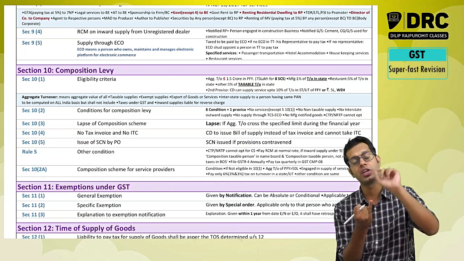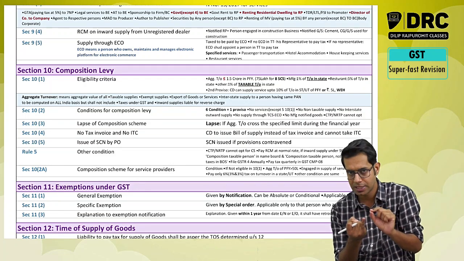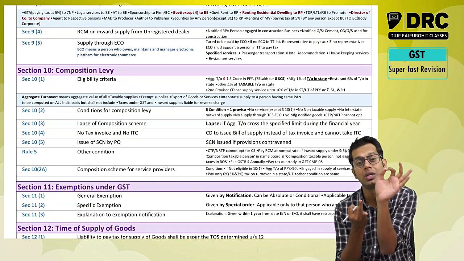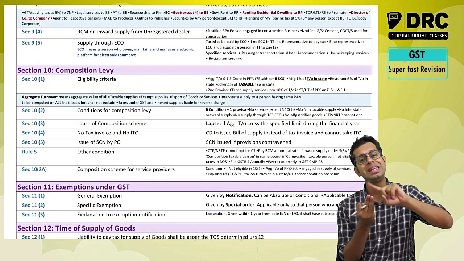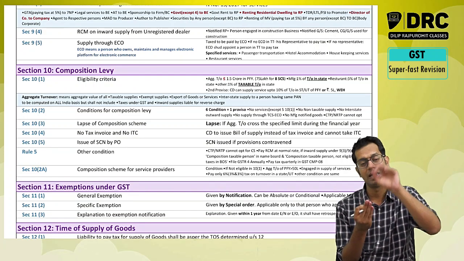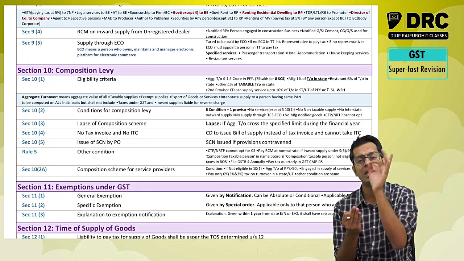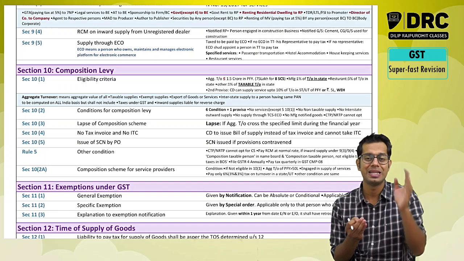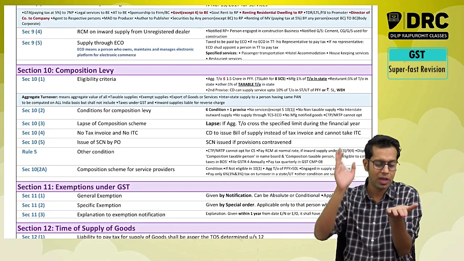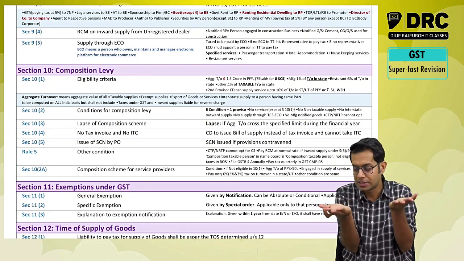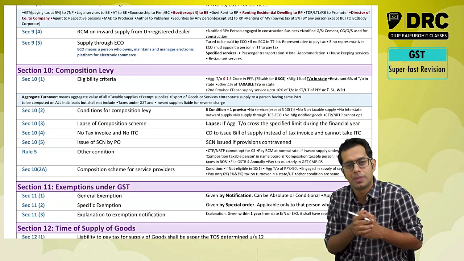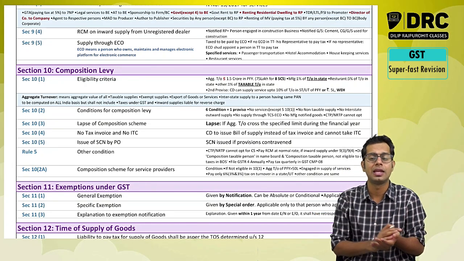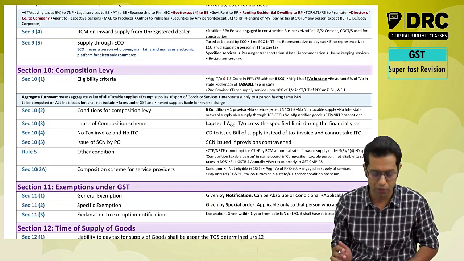If you are a manufacturer, it is 0.5% of turnover in the state. If you are a restaurant or outdoor catering service provider, it is 2.5% of turnover in the state. And if you are any other type of dealer in goods, then it is 0.5% of taxable turnover in the state. Please note, when I say 0.5%, it is 0.5% CGST. So we have 0.5% CGST, 0.5% SGST. Collectively, the effective rate will be 1% of turnover in the state. And in case of restaurant, it is 5% of turnover in the state. And in case of other dealers, it is 1% of taxable turnover in the state.